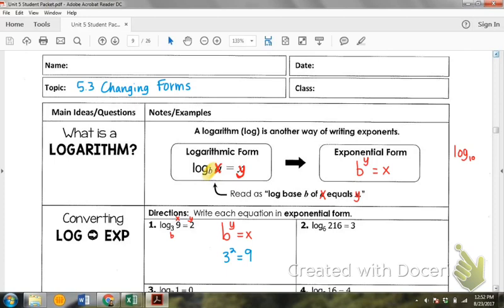Okay? So let's look at number 2. Again, if I were you, I would start by labeling the things correctly. This is my b, this is my x, this is my y. I'm going to label them correctly. Then I like to write out what my formula is, so I make sure to put them in the right spot.